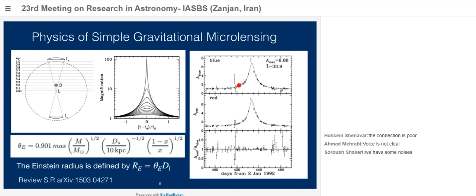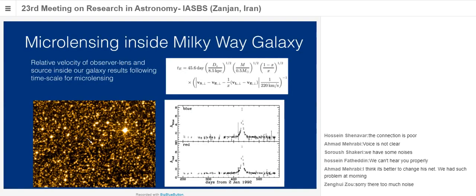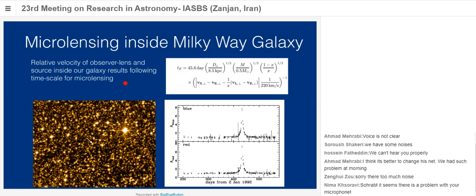Microlensing is achromatic, independent of wavelength, so the ratio of these two proportions should be one. The characteristic angle for the separation between images is the Einstein angle, and inside the galaxy it is in milliarcseconds. I have a review article with the details on arXiv. In the Milky Way galaxy we can also define another characteristic time scale for the lensing, called the Einstein crossing time, since the observer and source are moving relative to each other. So lensing is a dynamic behavior.